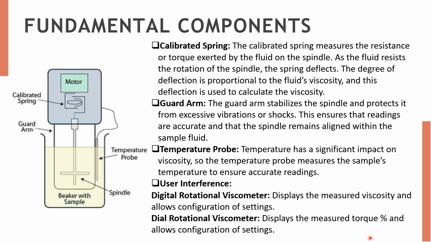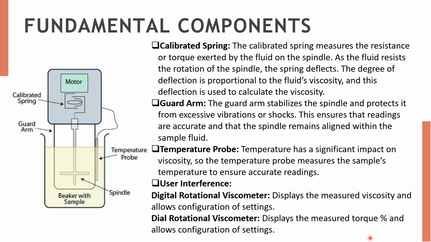Our next component is the guard arm. This guard arm stabilizes the spindle and protects it from excessive vibration or shocks. This ensures that readings are accurate and that the spindle remains aligned with the sample fluid. Our next component is the temperature probe. Temperature has a significant impact on viscosity, so the temperature probe measures the sample's temperature to ensure accurate readings.